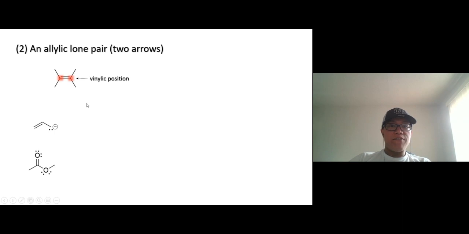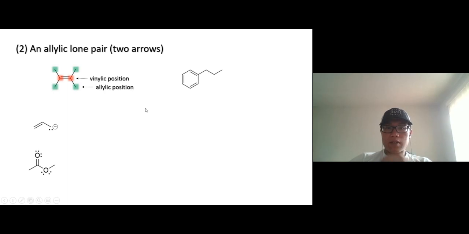The first word is vinylic position, which is the carbon on the double bond. We call it vinylic position, vinylic carbon. And then next to the vinylic position, that is the allylic position. That's what we're going to talk about today. That's allylic carbon.